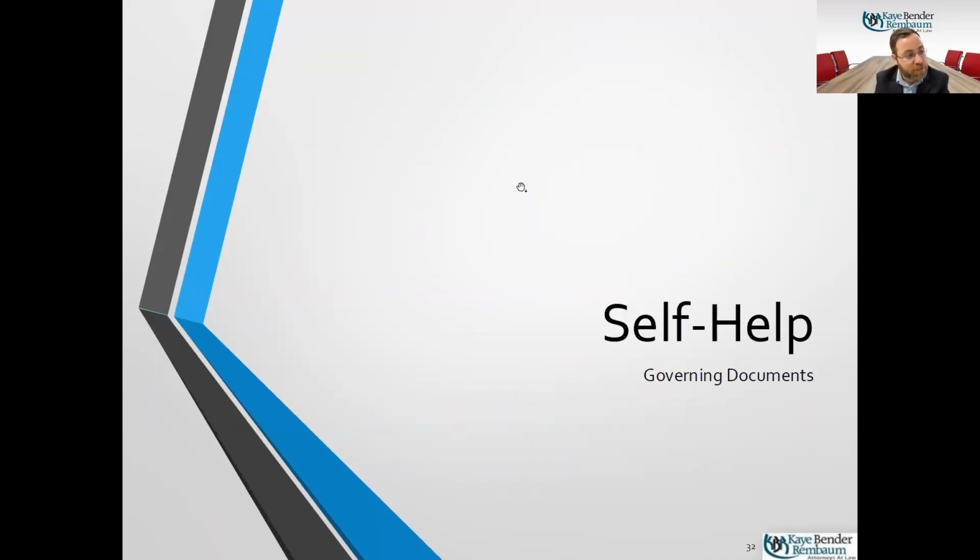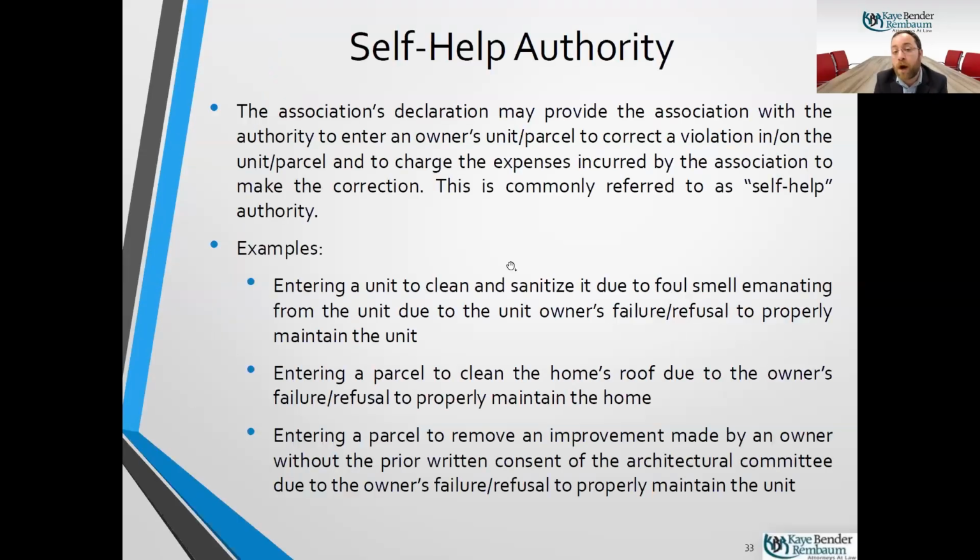Now, self-help. Self-help is essentially the right of the association to go into a unit or onto a lot and cure the violation themselves. Generally, this will come about, going back to my initial example with Joe and his debris on the front yard, when the documents say, if an owner isn't in compliance, the association can go onto the lot and do whatever actions are necessary to bring the lot into compliance and charge any amounts incurred to the owner. So if you have that in your declaration, this would allow you to go onto the lot, pick up the debris.